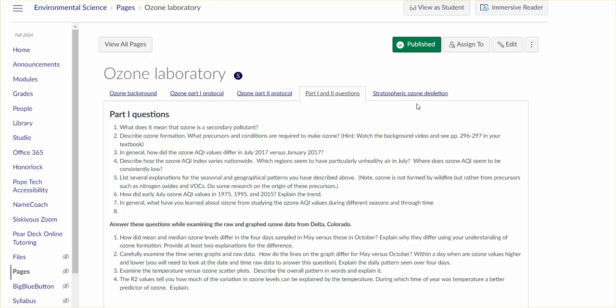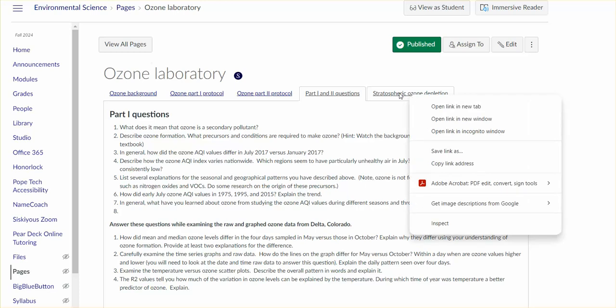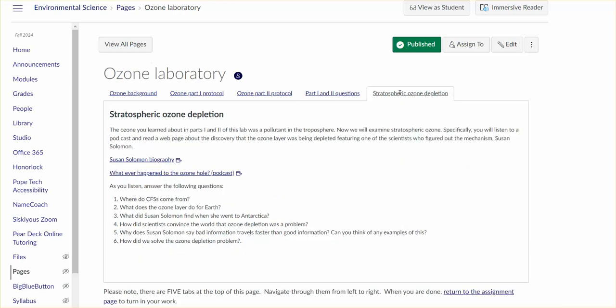So tropospheric ozone is a pollutant. Stratospheric ozone is something that's actually really useful because it helps block UVA and UVB rays. So the last part of this lab is about stratospheric ozone depletion. So ozone is really confusing because it's a pollutant in the troposphere where we live. That's the air that we breathe, in the troposphere, the lower part of the atmosphere.